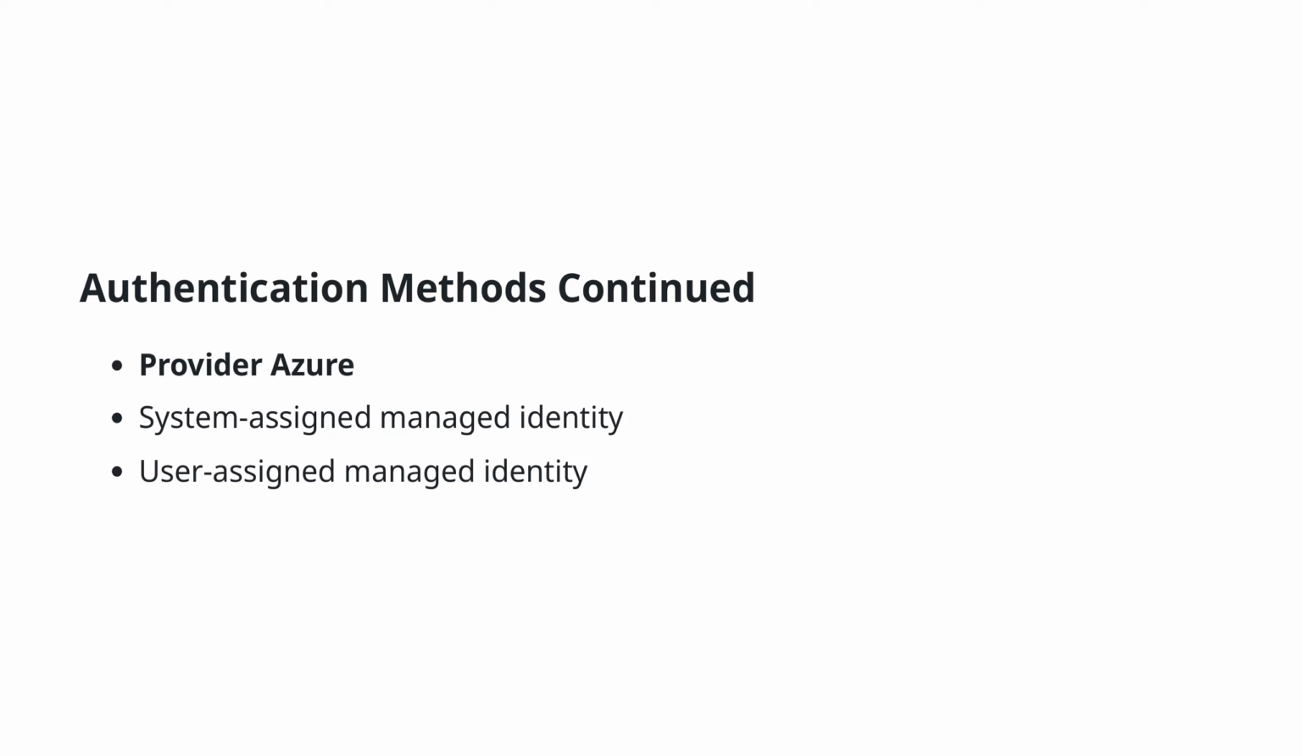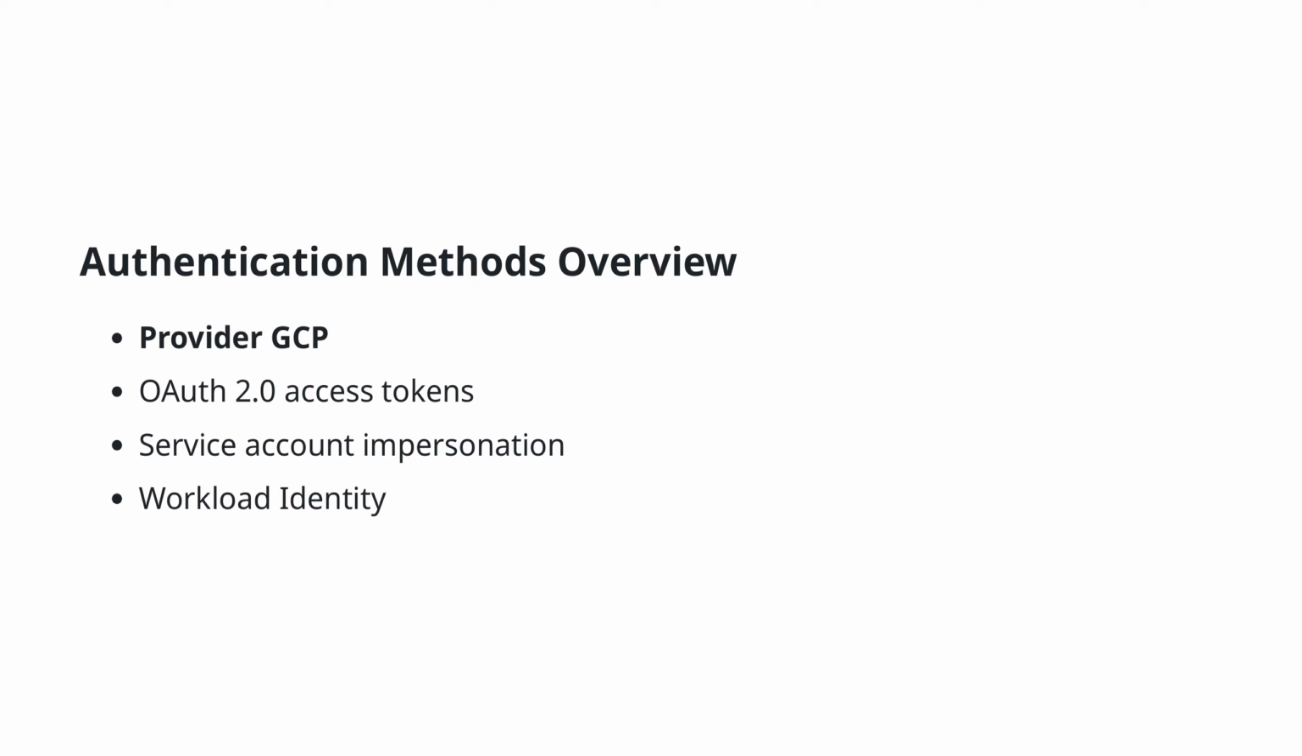On this slide, we continue exploring different authentication methods, this time focusing on Google Cloud Platform, GCP. There are three primary methods to manage identities and authenticate services. 1. OAuth 2.0 access tokens. These tokens are used to authenticate and authorize API requests. They provide a way for applications to access resources on behalf of a user while still keeping the user's credentials secure.